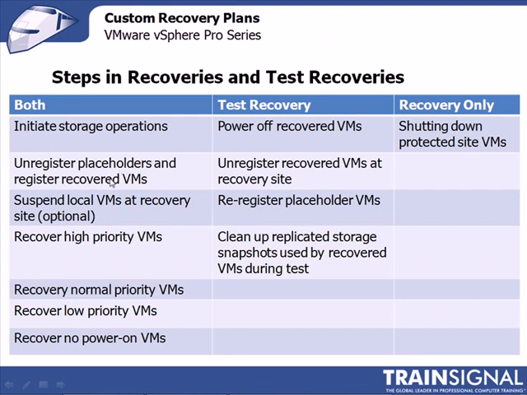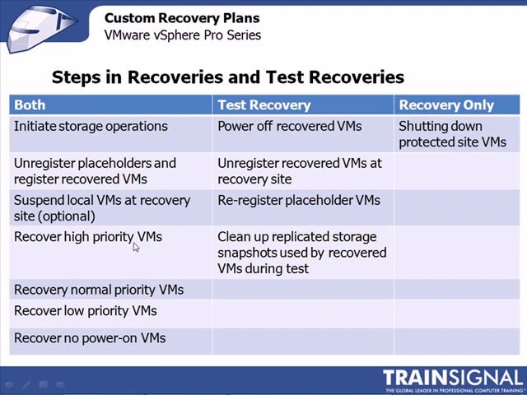The second step is unregistering placeholder VMs and registering the recovered virtual machines. The third step is optional, and that is suspending local virtual machines that might have been used for test and dev to get some use out of that disaster recovery hardware. Those will be suspended at the recovery site to make room for the recovered virtual machines.